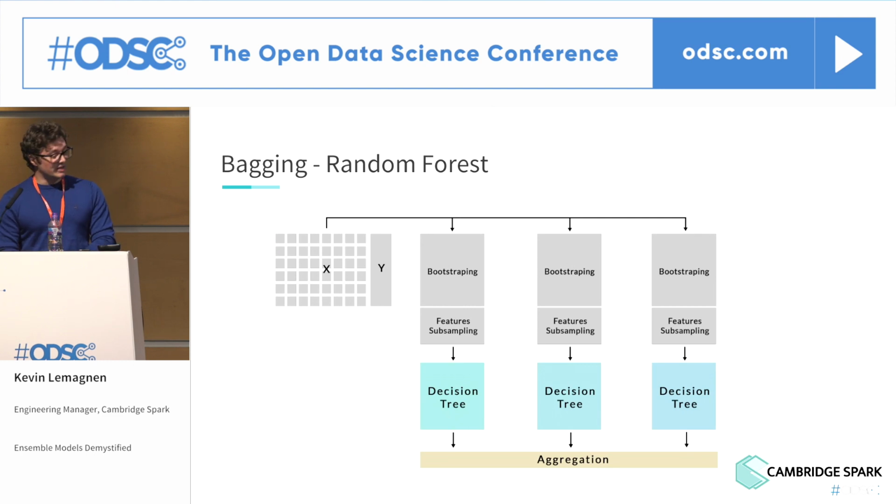And here is a diagram of that technique. So we start from X and Y. For each of the decision trees, here we have 3, we'll build a new data set by bootstrapping, so sampling with replacement from the original data set. Then we do features subsampling, so we select only at random a few features, and then we train each of our decision trees, and we aggregate everything together.